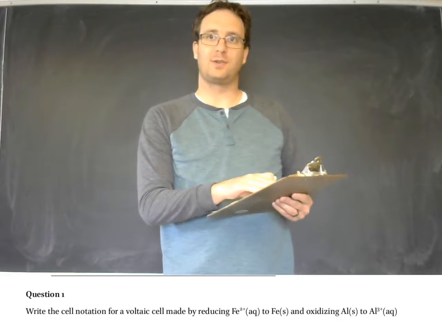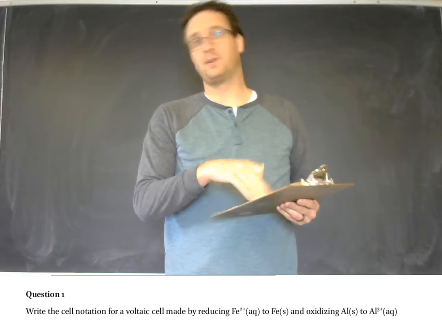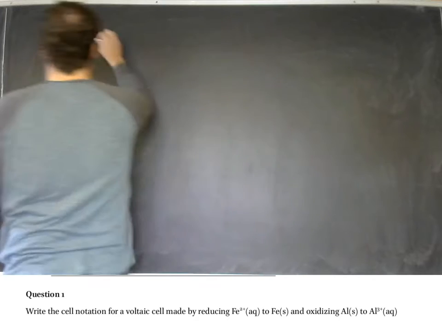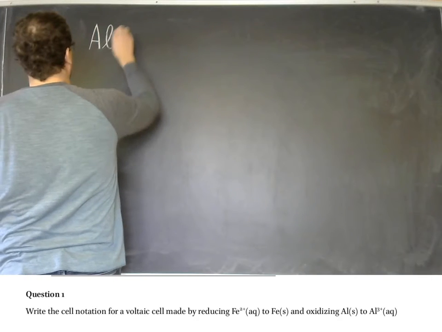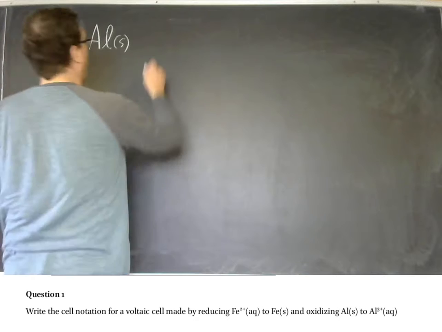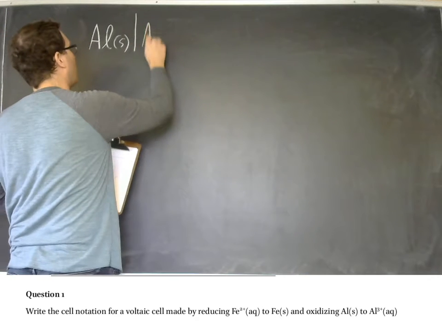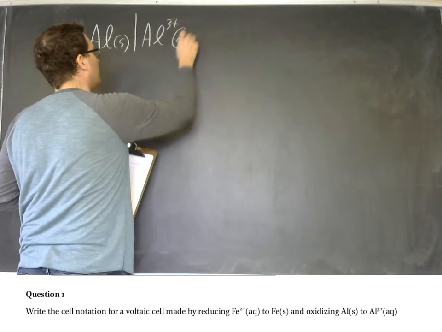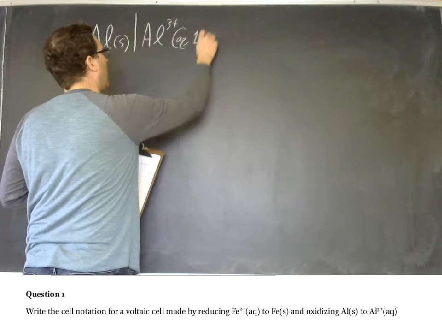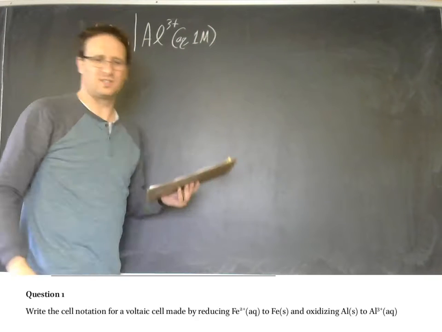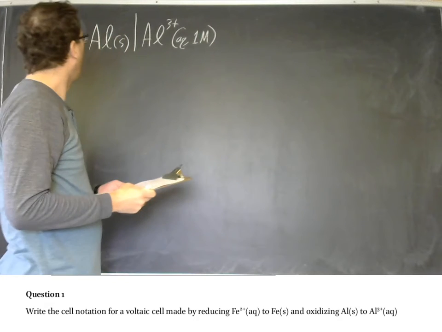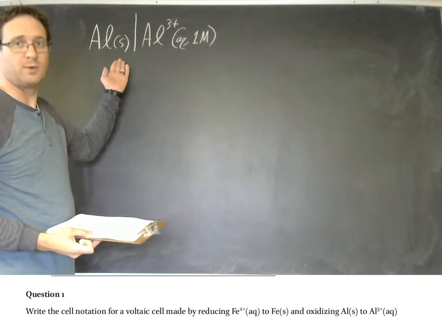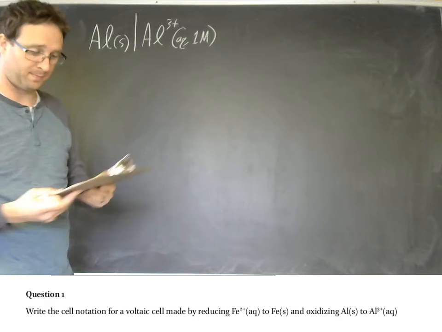When we're writing cell notation, we should start with the anode, where the oxidation occurs. So we'll put first aluminum solid, and then that is oxidized to form aluminum 3+, and that is aqueous at 1 molar concentration if it's a standard cell. This vertical line represents the phase boundary between the solid aluminum electrode and the aqueous solution of aluminum ions.